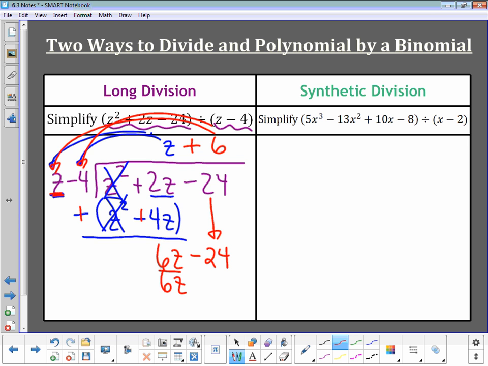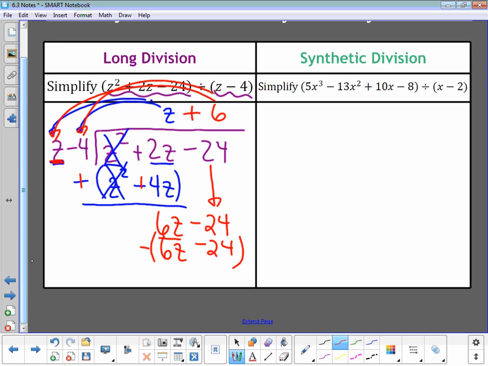6 times negative 4 is negative 24. It looks pretty good because they're lined up with each other. 6z over 6z, negative 24 over negative 24. If I subtract those, 6z minus 6z goes away and I'm left with 0. Negative 24 minus negative 24, again, that's adding a positive. So negative 24 plus 24 is actually going to give me 0.